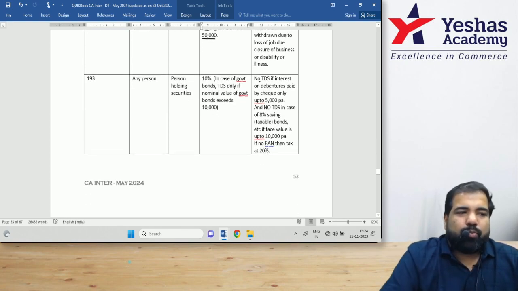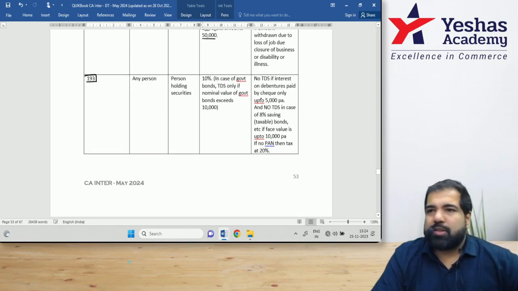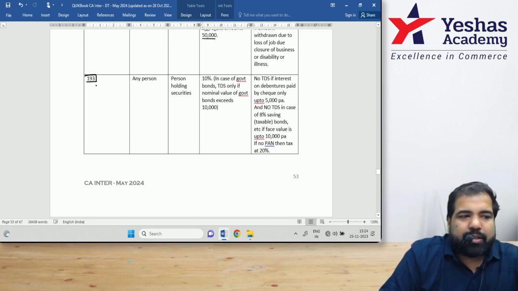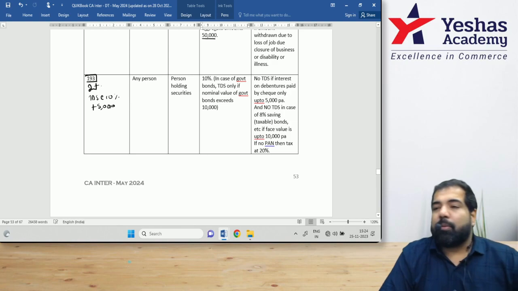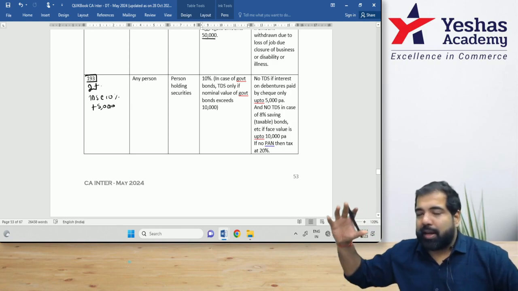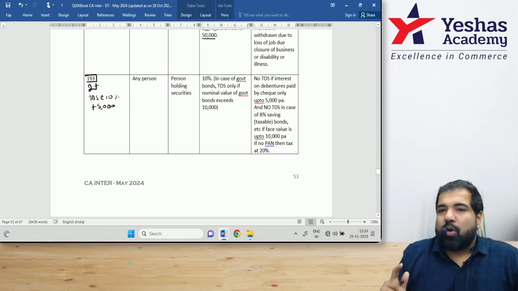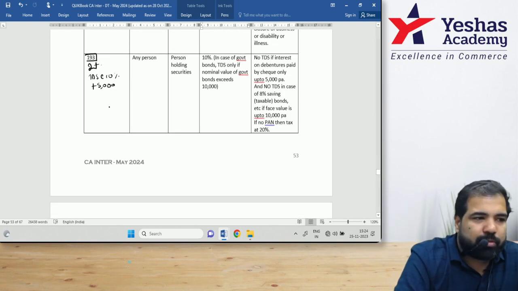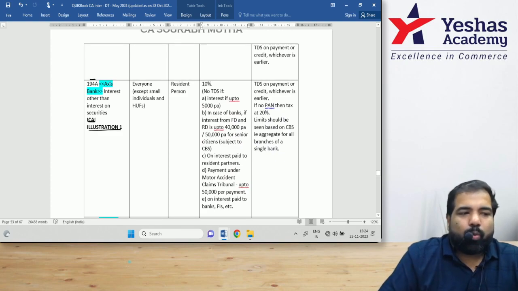MMR. Section 193. If you buy bonds, securities, government securities, debentures, gold bonds, what do you get? Interest. Is there a common income? Yes, so TDS is at a very common rate, what rate, guys? If the amount is more than 5,000. Remember, guys, LIC and GIC are big guys in India. No TDS for them. Also, in case of government securities, TDS applies only if the face value or nominal value is more than 10,000. Good recollection. Moving ahead.